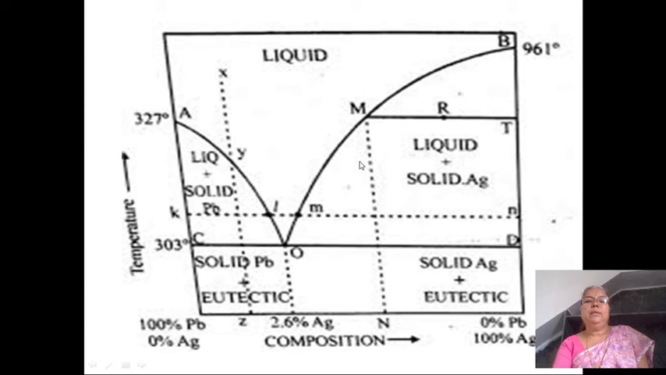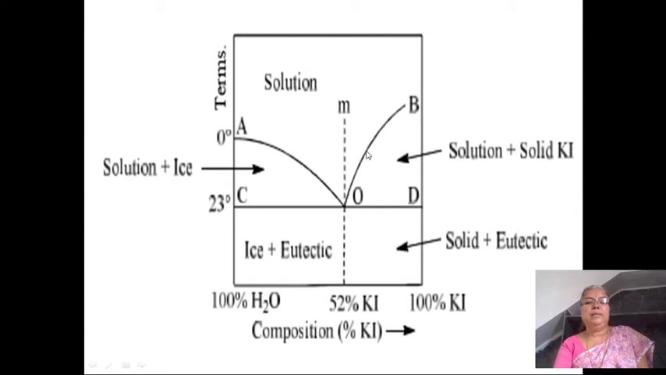Then we will see the next two component system, and that is the KI-water system. This is the phase diagram of the KI-water system. It is also called the freezing mixture, and in this diagram you will also learn the theory of freezing mixture.